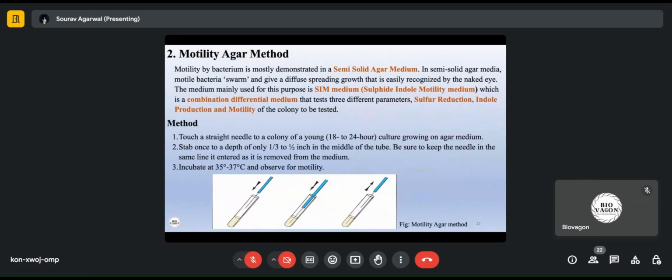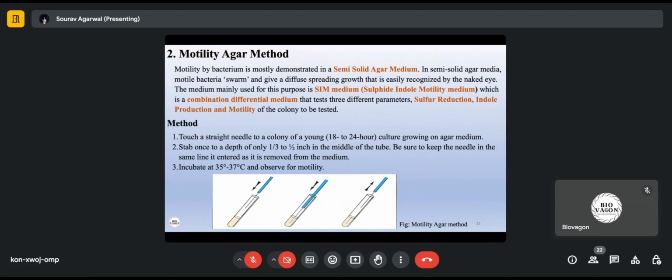Next is the motility agar method. Before we go ahead with the method, we'll study what agar is used here. The agar that we are using in the motility agar method is SIM media, which is sulfide indole motility media. As the name suggests, it's a combination differential media and it helps in testing for three different parameters, which are sulfur reduction, indole production, and motility of the organism.